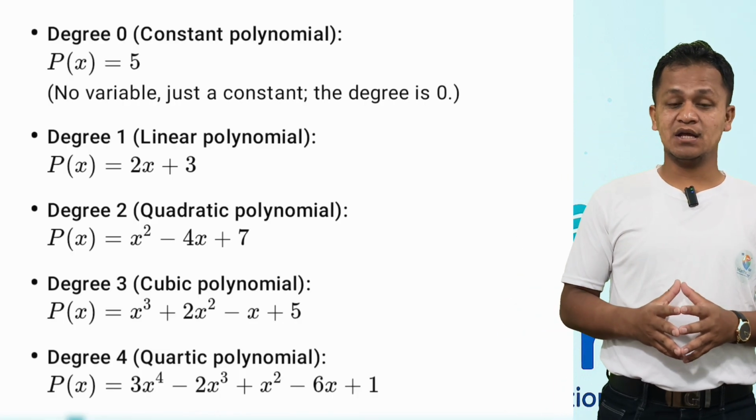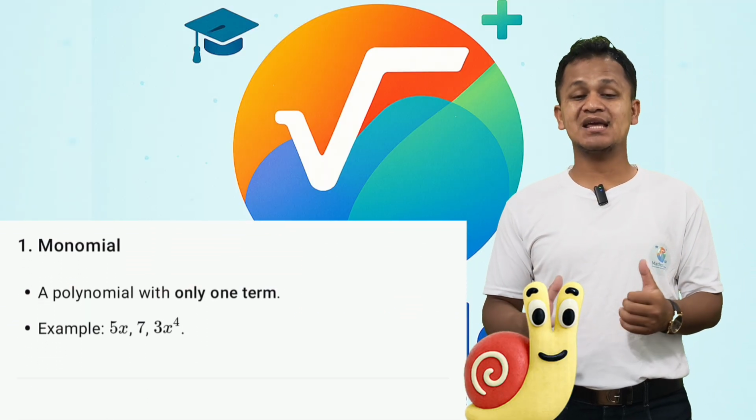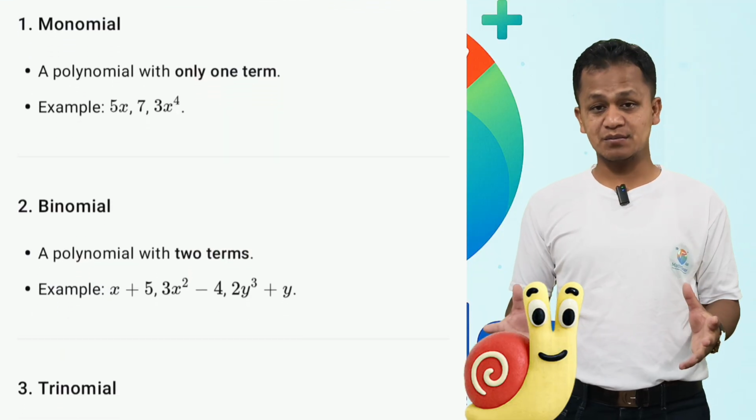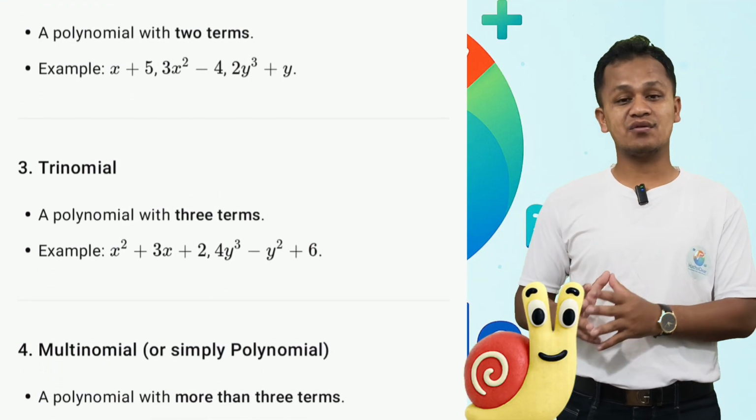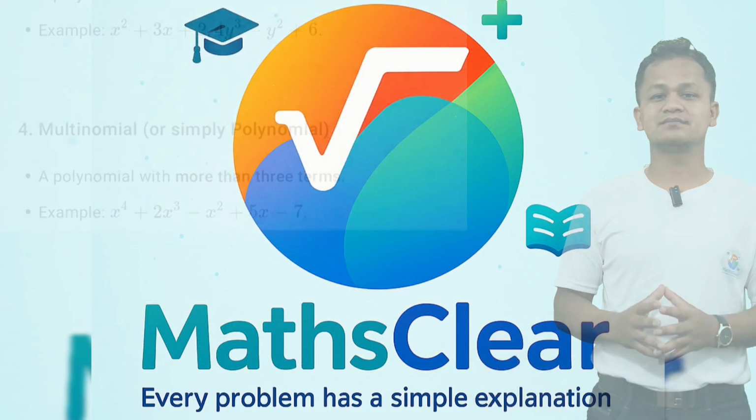And the second part, if we classify polynomials based on the number of terms, it can be classified as monomials which have only 1 term, binomials 2 terms, trinomials 3 terms, and if any polynomial has more than 3 terms, then we usually call it a polynomial.